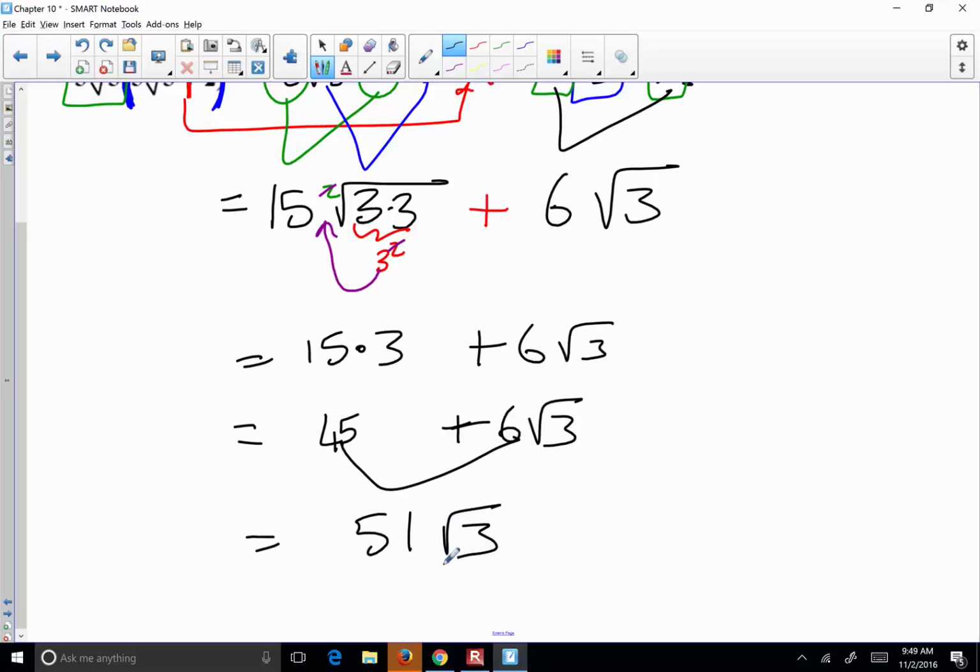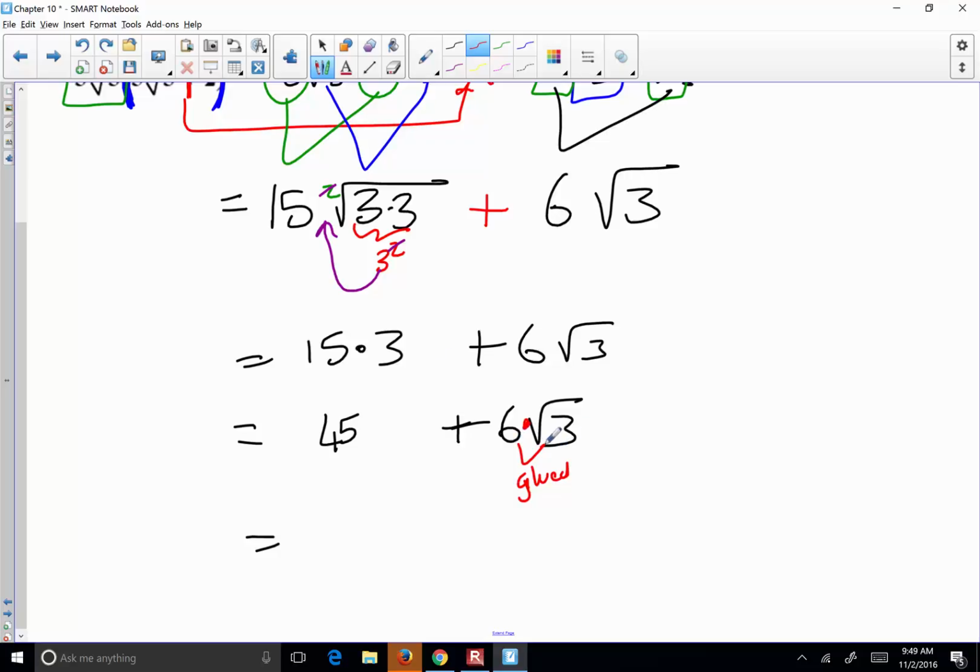No, this is false. Why? How come we can't add two numbers? There is a plus between. No, this 6 is not free. They are glued together. They are one part. 6 is a part of a whole body. 6 and root 3 goes together.